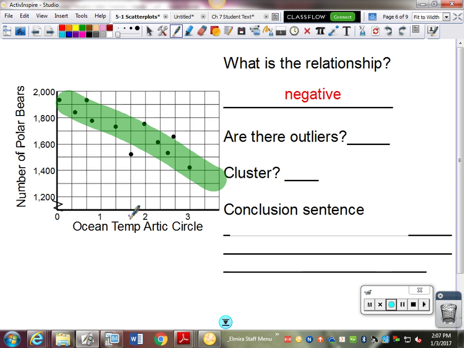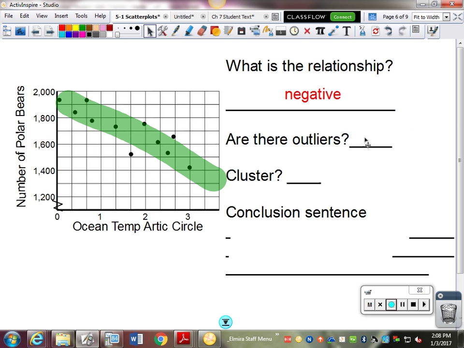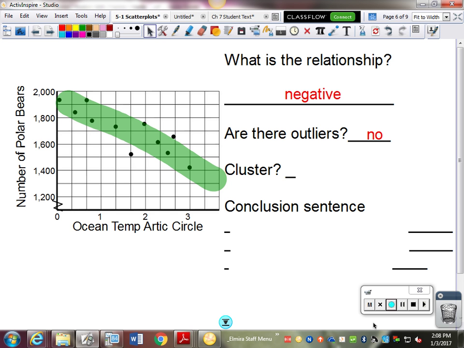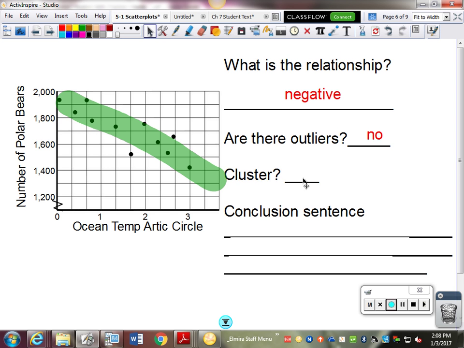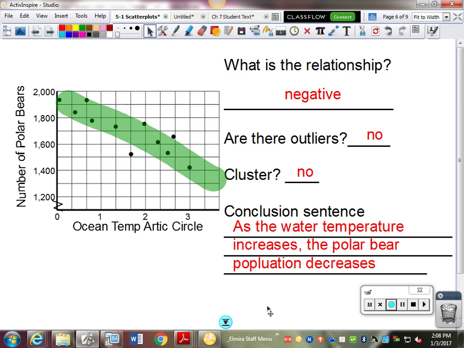When you're doing homework, if it's not super far away from the rest of the data, then it's not an outlier, okay? An outlier would be way down here or way up here. So there's no outliers here. If you're not sure if there's an outlier or not, then there probably isn't one, okay? Cluster, again, a couple dots close together is not a cluster. Conclusion sentence. As the water temperature increases, the polar bear population decreases.